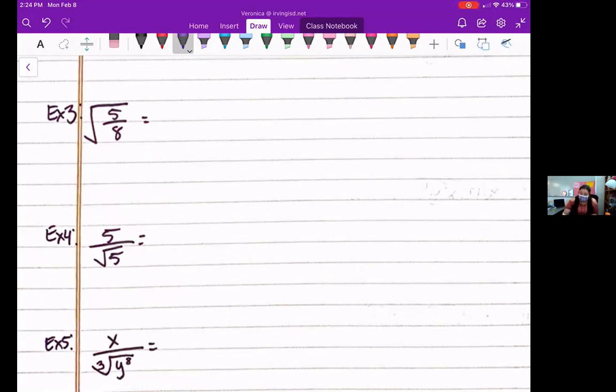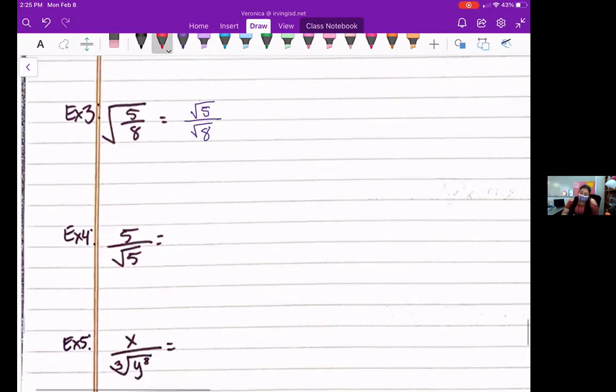So for example 3, we can see that we have the square root of 5/8. We can actually break that apart to the square root of 5 over the square root of 8. That's just using that quotient radical property, that I can split it up because the fraction falls under the same radical, so I can just break it apart. Square roots are the easiest. They're just so nice. They're perfect. In order to rationalize the denominator, all you have to do when you have a square root is multiply by the denominator. That's it.